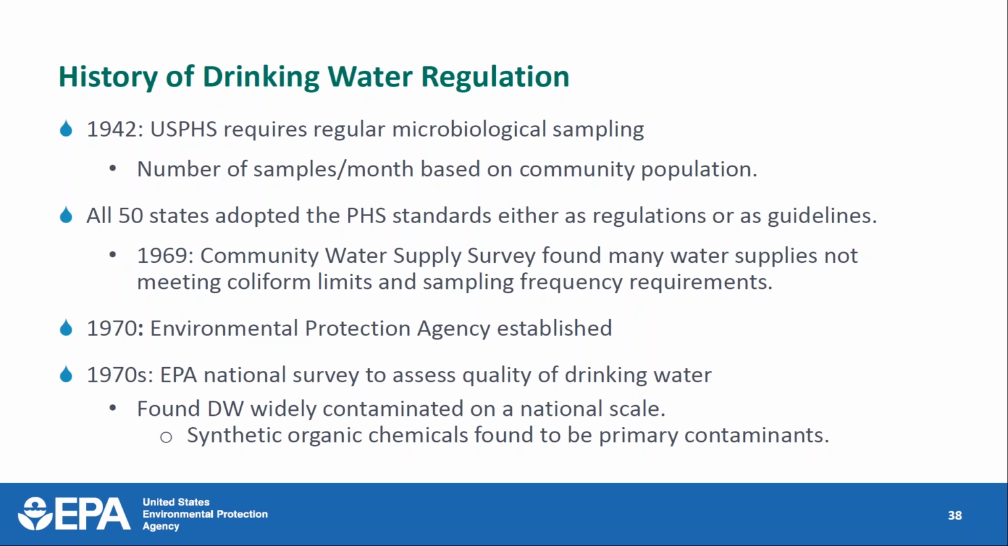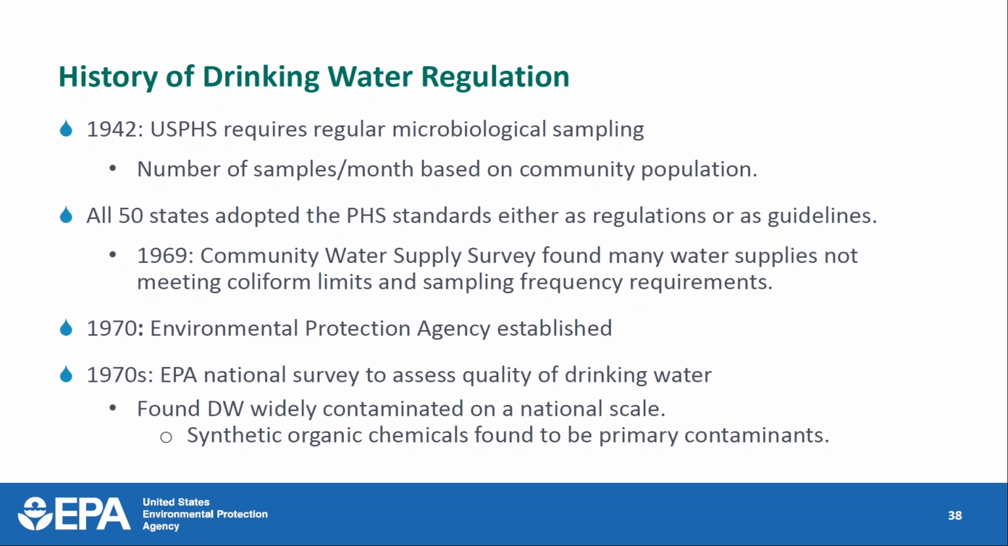In 1969, the Public Health Service did what was called the Community Water Supply Survey. What they did is they went around to a lot of communities throughout the country, and they examined the water for coliform limits and, in some cases, HPC. And they studied what the water looked like and how frequently it was being monitored.